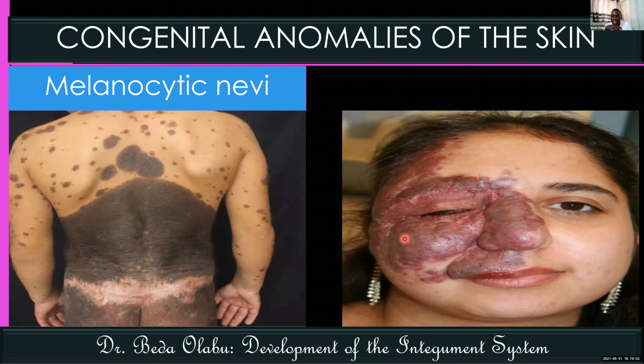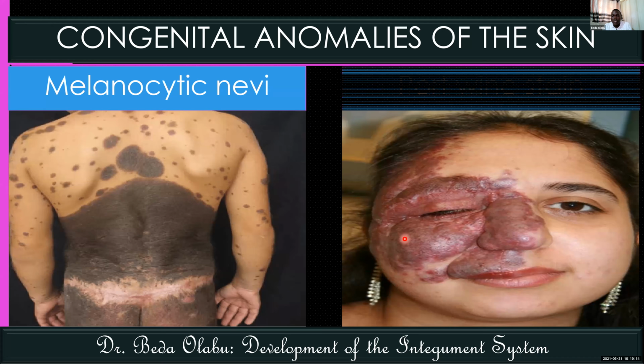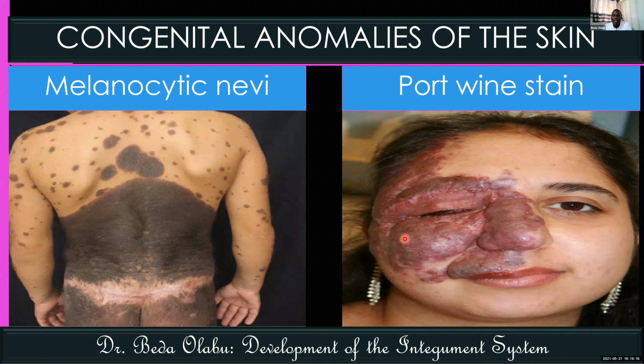The one to your right seems to affect skin color, but it's not because of the melanocytes. This is because of blood vessels. We call them cavernous hemangiomas. The cavernous hemangiomas are abnormal proliferation of cutaneous capillaries. It's a benign one. Benign abnormal proliferation of cutaneous capillaries.